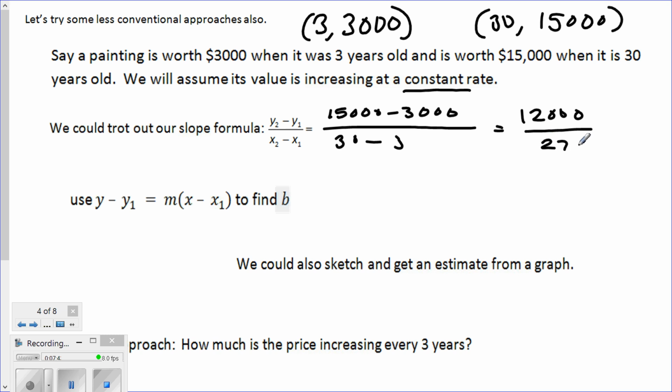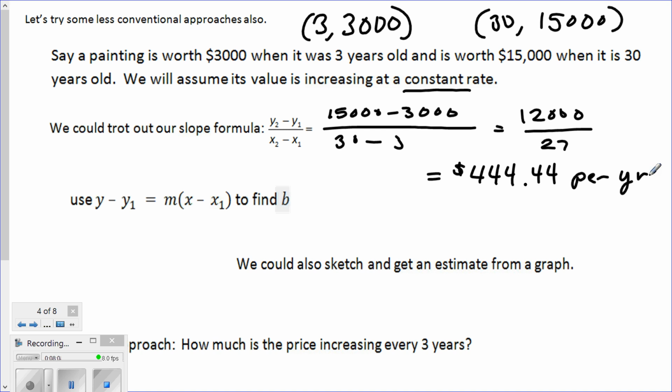in that 27-year span. And if we round that to 2 decimal places, the reason I'm choosing 2 decimal places is because this would be the value the painting's increasing per year. So this is dollars per year. It's increasing at $444.44 on average per year.